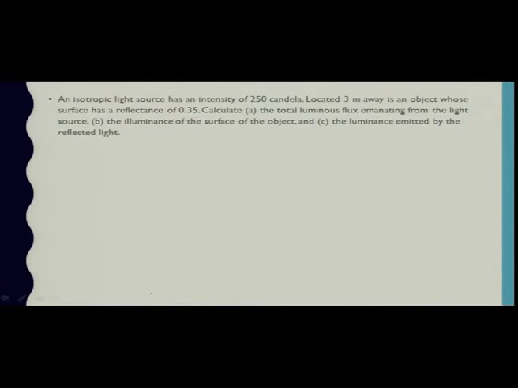Now another question, based on the physical work environment, that we are going to solve here. An isotropic light source has an intensity of 250 candela. Located 3 meter away is an object whose surface has a reflectance of 0.35. Now you have to calculate A, the total luminous flux emanating from the light source, B, the illuminance of the surface of the object, and C, the luminance emitted by the reflected light.